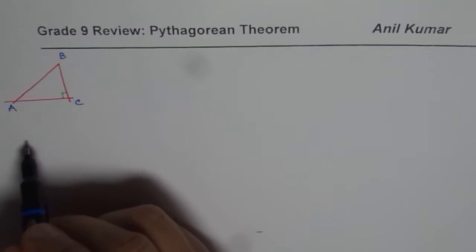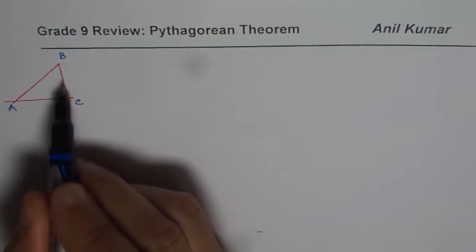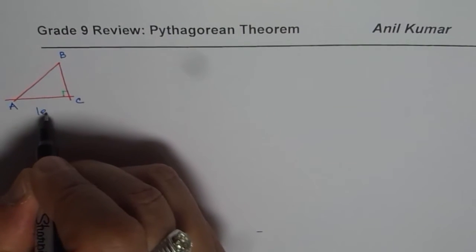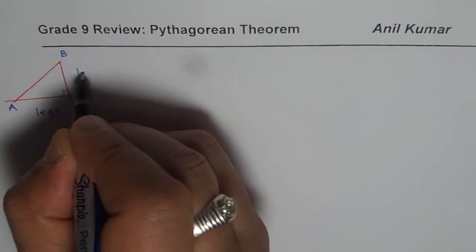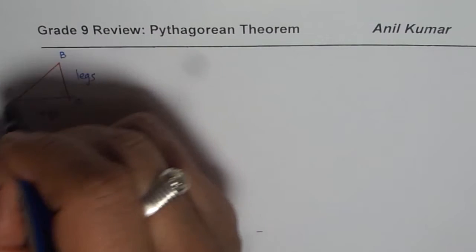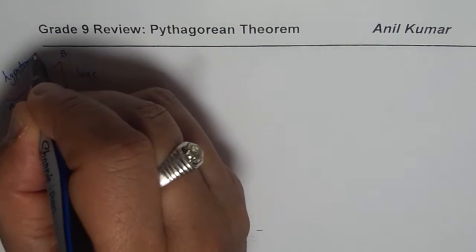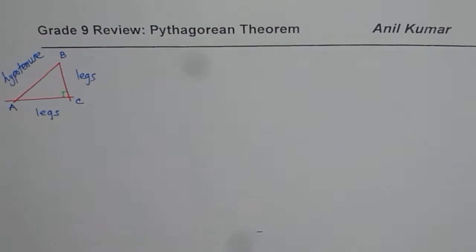In the right angle triangle, we'll have these two sides which form the perpendicular. They are called the legs of the triangle, right? So these are the legs or the shorter sides, and that is the hypotenuse. Correct? Hypotenuse is the longest side of a right triangle.